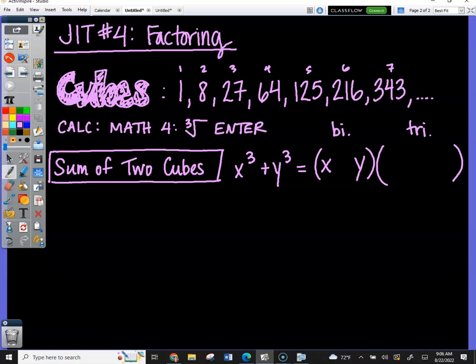Then to get the trinomial, there's a little more involved. You take these two terms that you just found and you square them, and they go in corresponding positions. X is in the front, x squared goes in the front. Y is in the end, y squared goes at the end. To get the middle term, you multiply these two together. So in the middle it would be xy.